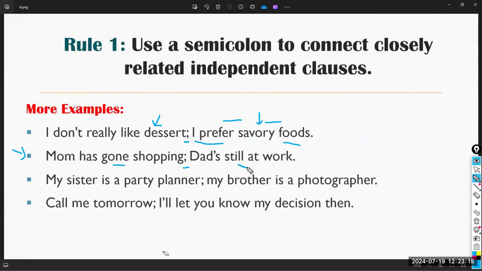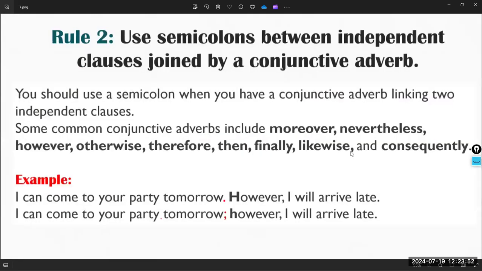So two independent clauses instead of using a coordinating conjunction. Three: My sister is a party planner; my brother is a photographer. So independent clause, and this is the semicolon. The final example: Call me tomorrow. This is the independent clause. I'll let you know my decision then. So this is the semicolon just to join two independent clauses instead of writing one of the coordinating conjunctions.